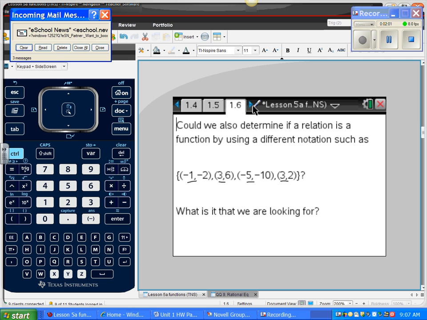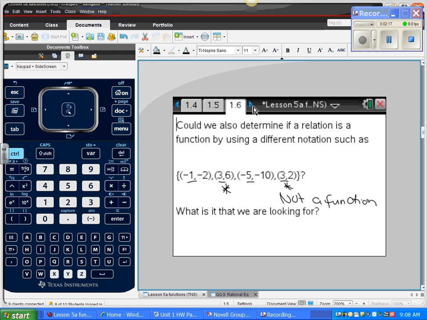Now, is this one a function? No, why? If you look here, that 3 value repeats, so this is not a function. You did this in 9th grade, so this isn't new. You've done this before. So this one's not a function. Why? Because we have an X value that repeats. Are you okay with that? Okay.